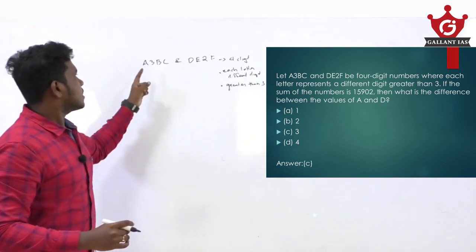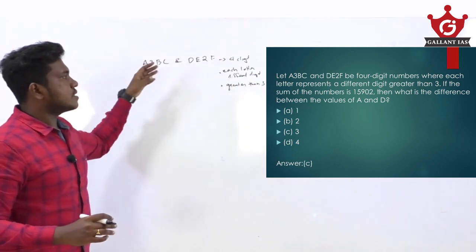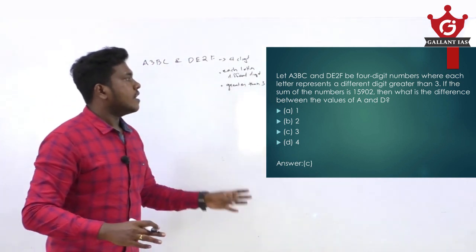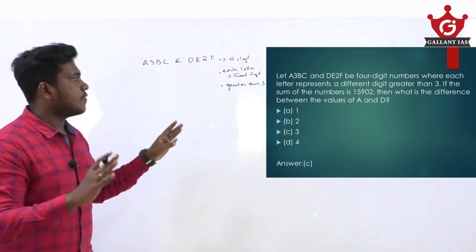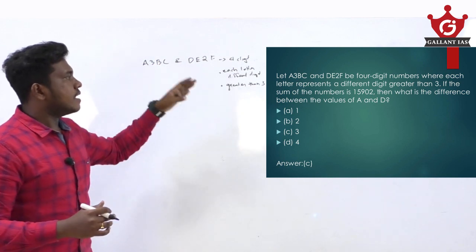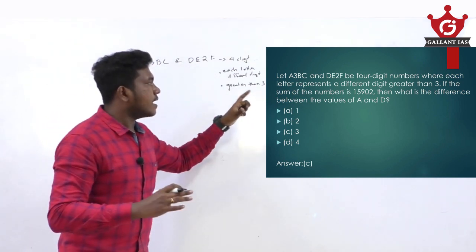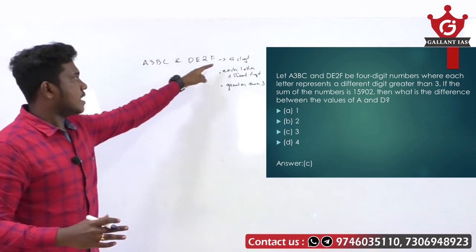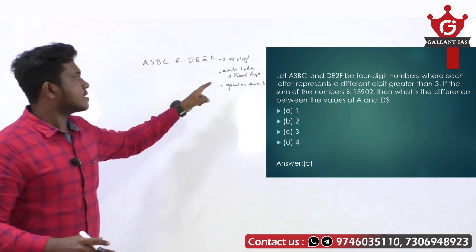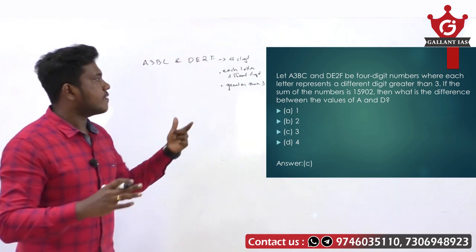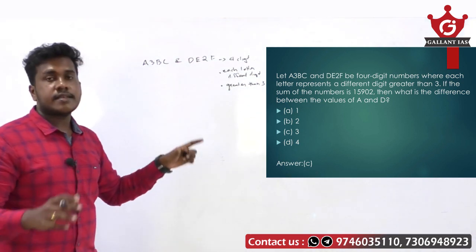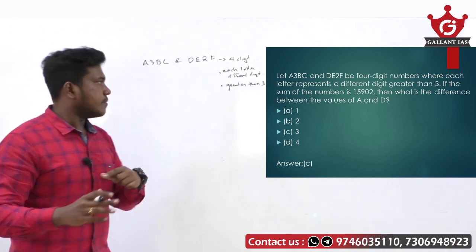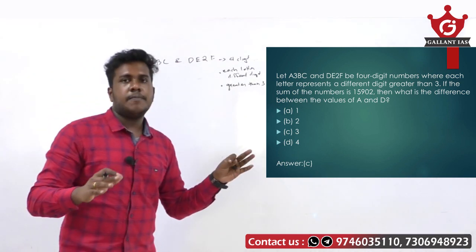So the question is, two 4-digit numbers are given, that is A3BC and DE2F. Each letter represents a digit greater than 3, and each letter is entirely different from the others. So you need to keep these 3 points in consideration.